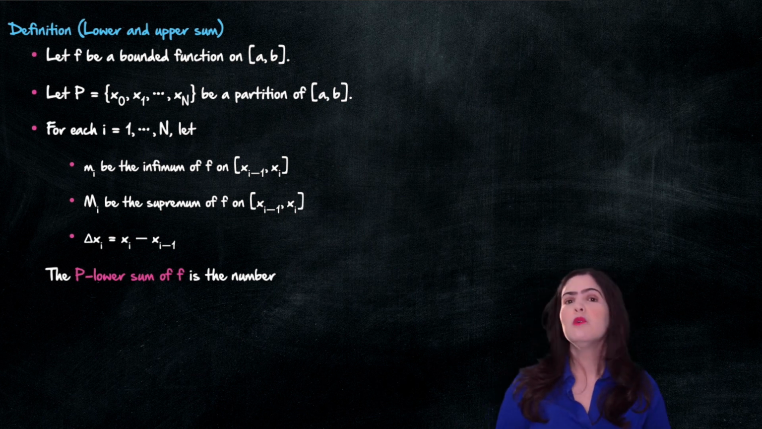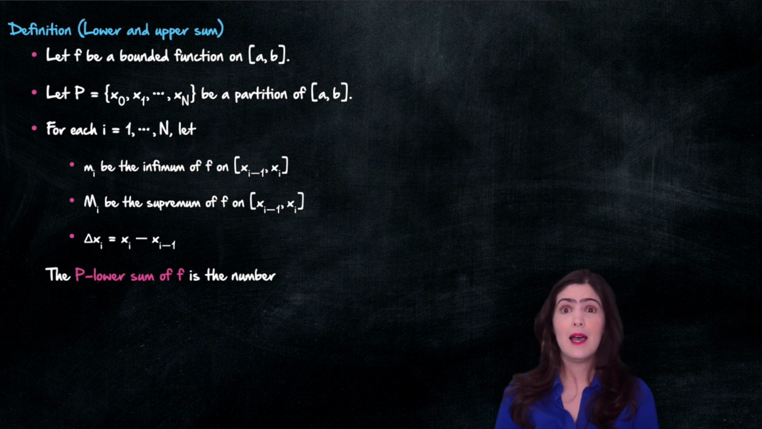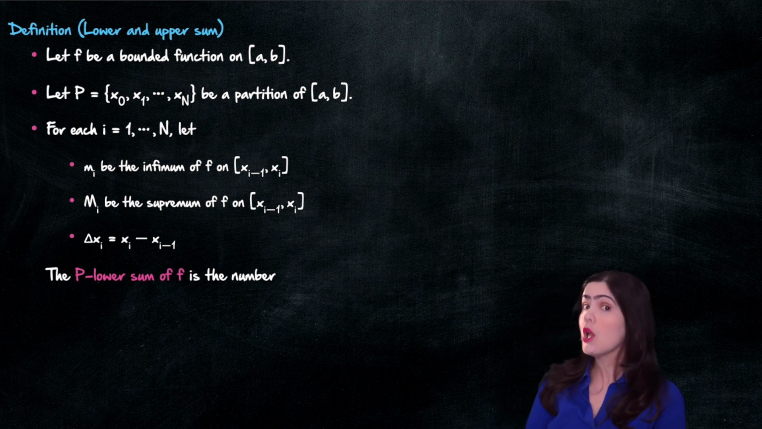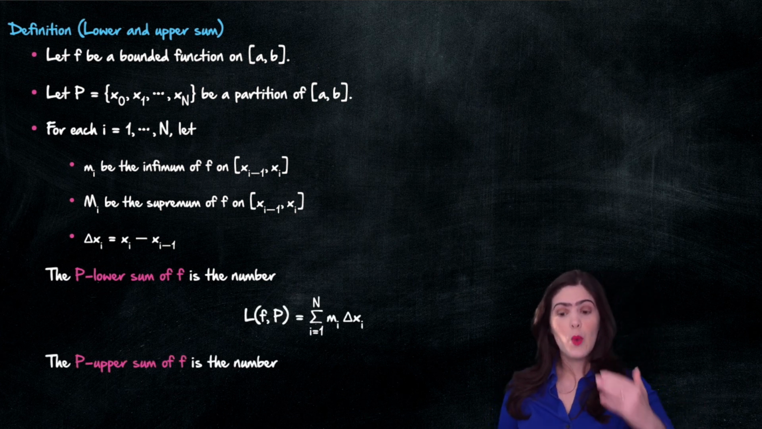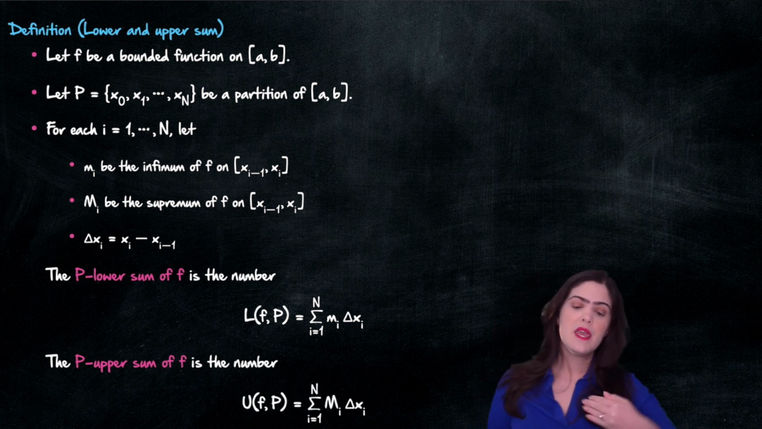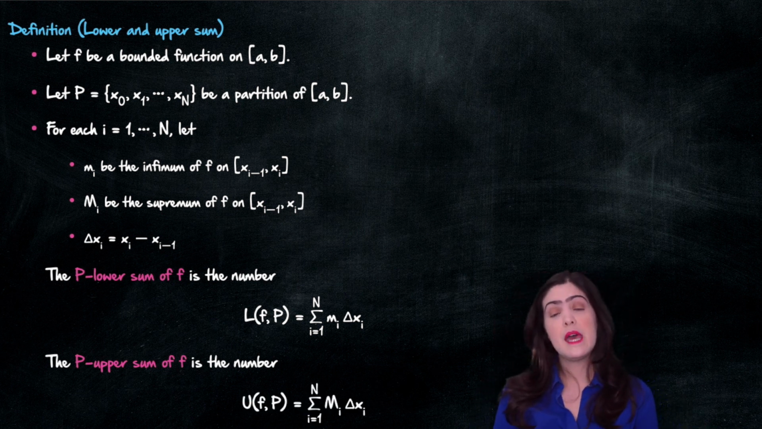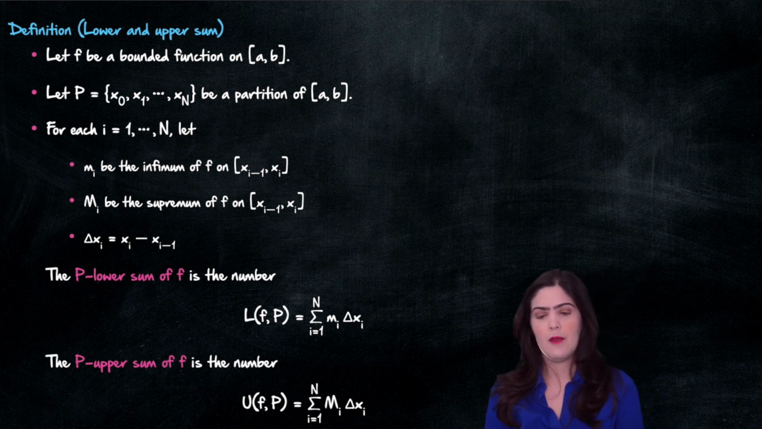And then delta x_i would be just the width of those subintervals, so it's going to be just x_i minus x_{i-1}. Then we define the lower sum of P to be the sum from 1 to n of little m_i times delta x_i, and the upper sum would be the sum from i equals 1 to n of big M_i delta x_i.